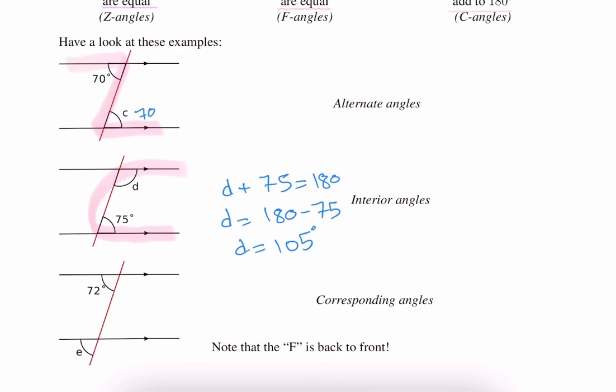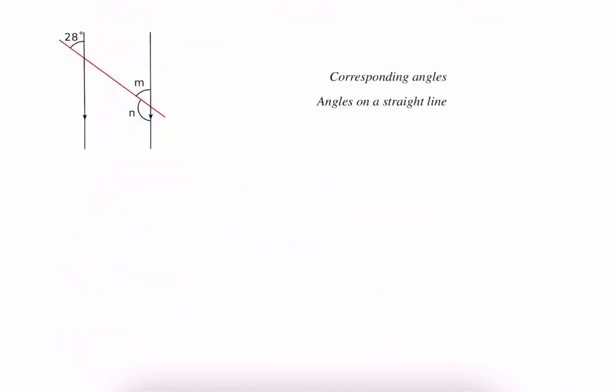In this question, I can recognize that these two angles are corresponding angles, and here is the F letter. So 72 is corresponding to angle E, which means angle E equals 72. In this example we have here, as you can see, angle M is corresponding to the angle with measure 28 over here. So I can say that angle M equals 28 because it's a corresponding angle to the 28 one.